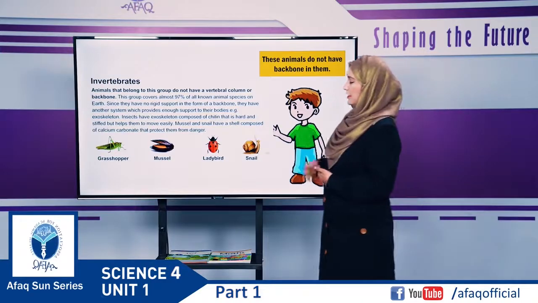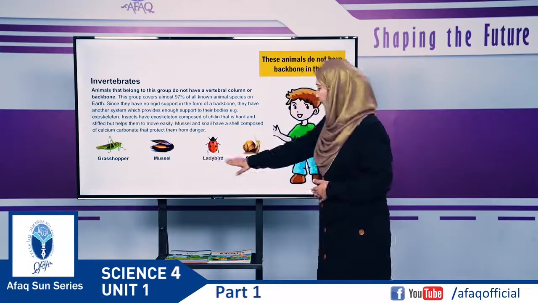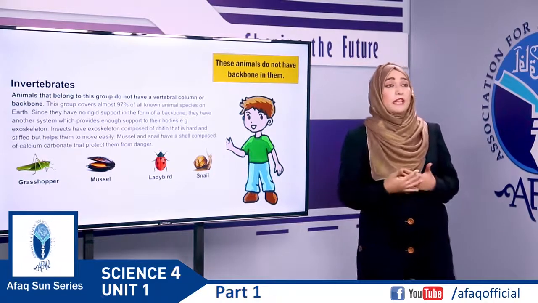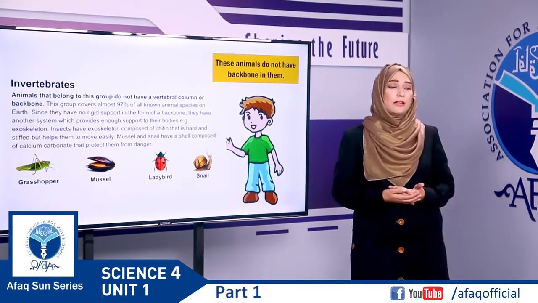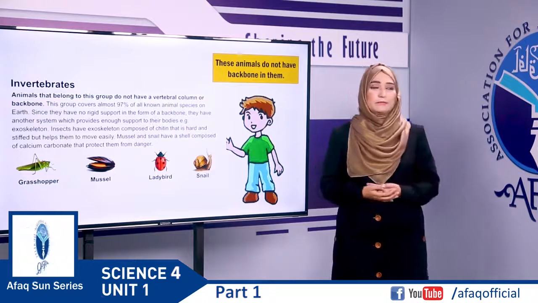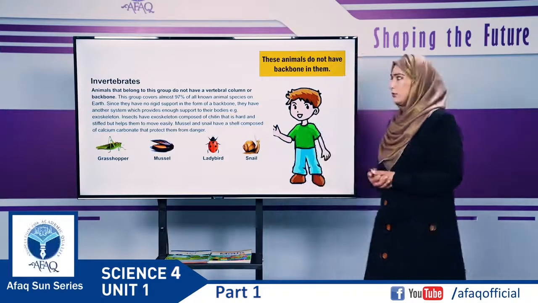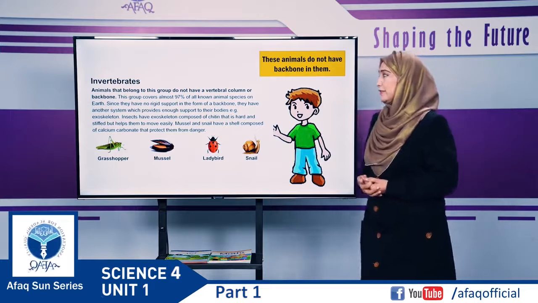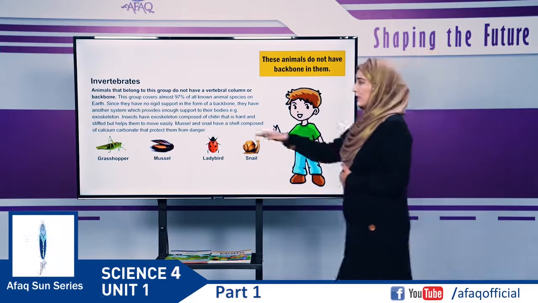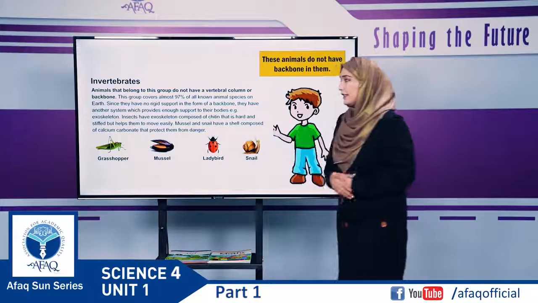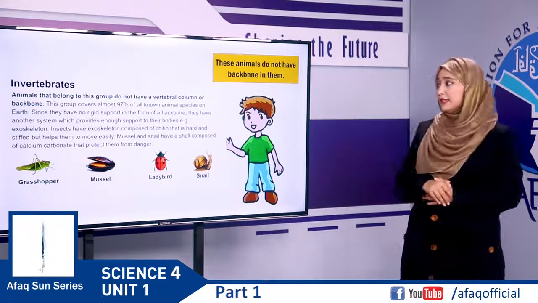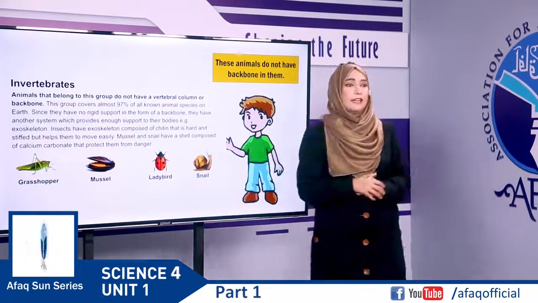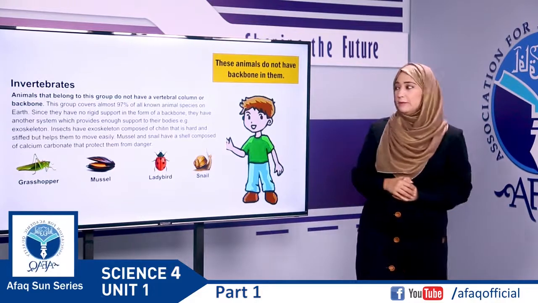For example, grasshopper, mussel, ladybird or snail. But do you know, students, that about 97% of all animals are invertebrates. Invertebrates do not have a backbone. Then what do they have? They have an exoskeleton. In insects, the exoskeleton is composed of chitin, but in mussels and snails, it is made of calcium carbonate. Their exoskeleton protects them from danger.